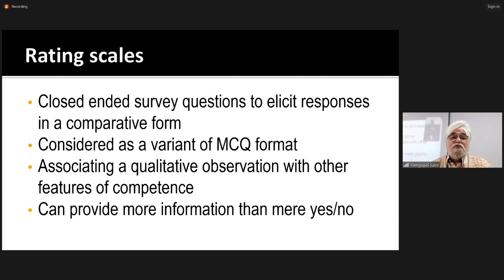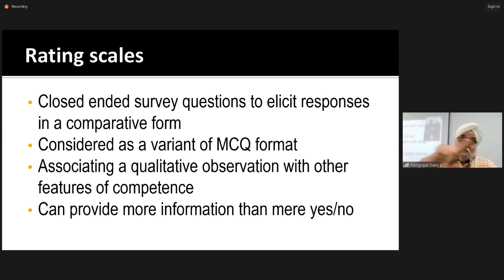Now, when do you use rating scales? Actually, they are a variation of the MCQ format, where you give a series of statements and then they have to agree or disagree with the statement that you have provided. So when you want a closed-ended survey question, you could use scales. Or when you want to associate a qualitative observation, like how well the communication with the mother was done, that is where you could use rating scales.